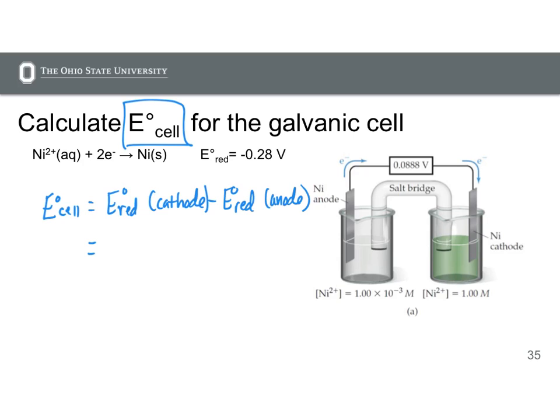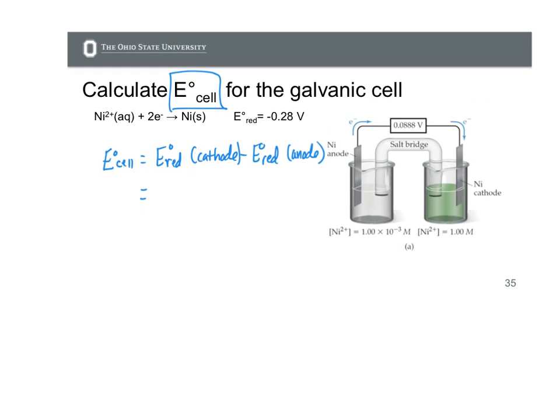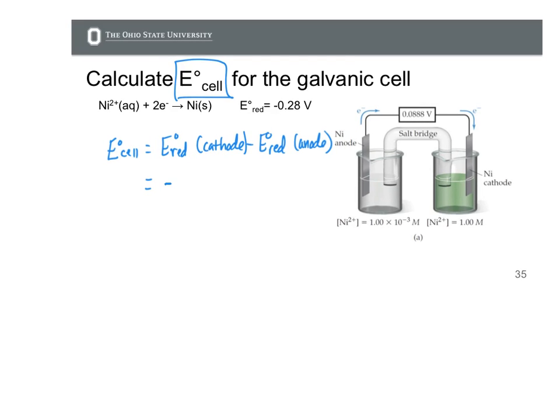All right, what do you get? So at the cathode, we're going to have minus 0.28 volts. We'll have minus 0.28 volts at the anode. So you end up with 0 volts.